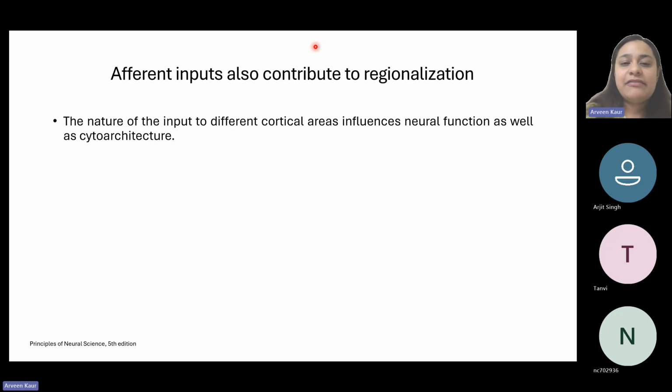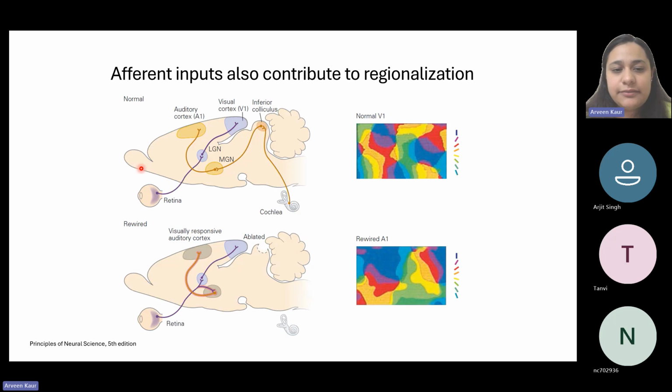Then there are certain afferent inputs also which will contribute to regionalization. Right now, what are these afferent inputs? The nature of the input to different cortical areas influences neural function as well as cytoarchitecture. Right? What's cytoarchitecture? The cell type that is present over there. Right? So what does it mean? Afferent input could be an input from the outside of the body also, right?